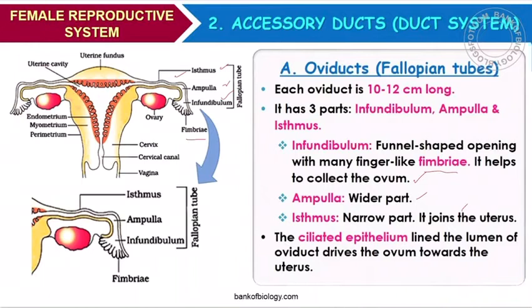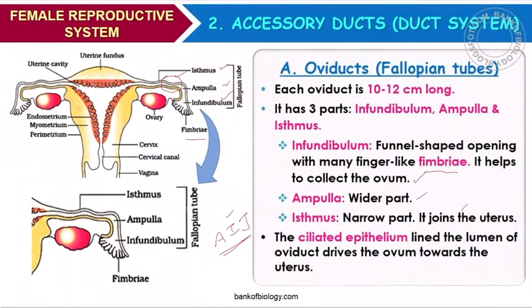The ampulla is a wider part of the tube. The isthmus is a narrow part. It joins the uterus, as you are seeing. And the most significant thing is that fertilization takes place in this area. So we say ampullary isthmus junction. So that is important.